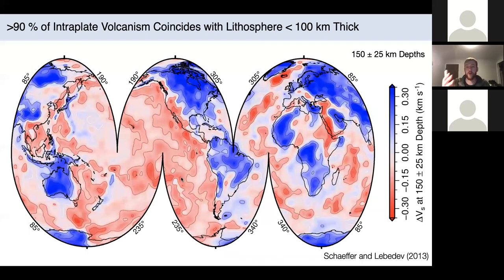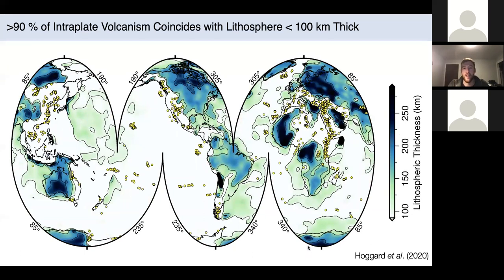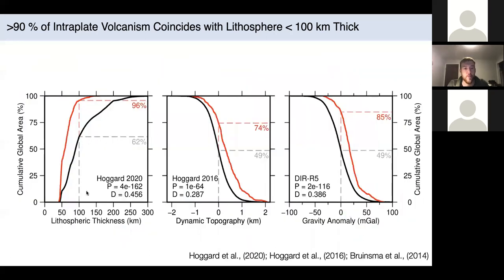We can then take our tomography model and convert it into lithospheric thickness using the shear wave velocity to temperature conversion of Hogarth et al. 2020. And when we compare our volcanic database to this model, I hope you'll agree that the vast majority of samples occur on thin lithosphere, so lithosphere less than 100 kilometers thick. Again, we can look at this quantitatively, and we find that while around 60% of the Earth's surface is less than 100 kilometers thick, over 95% of intraplate volcanic samples occur on lithosphere less than 100 kilometers thick.